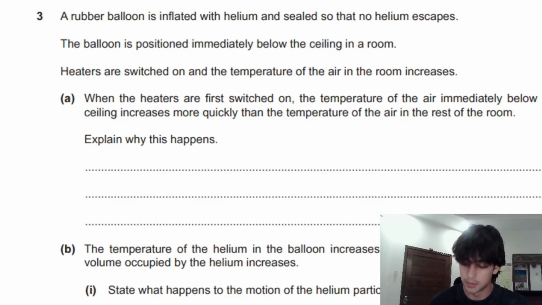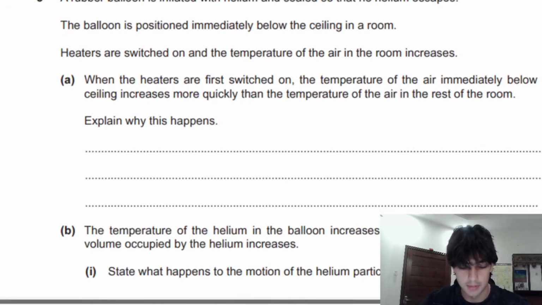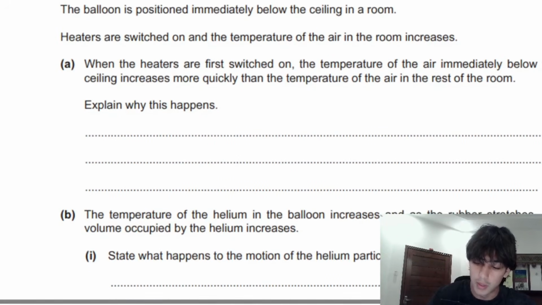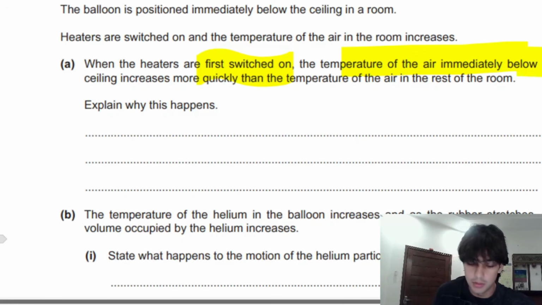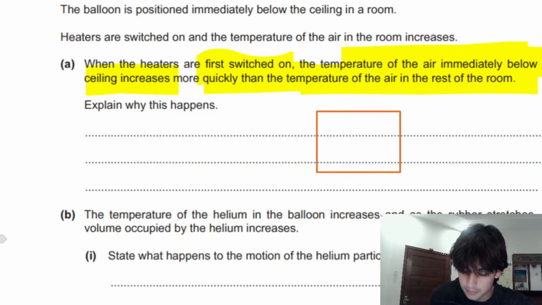Next up, we have a rubber balloon that is inflated with helium and sealed so that no helium escapes. Here we have a balloon. When the heaters are first switched on, the temperature of the air immediately below the ceiling increases more quickly than the temperature in the rest of the room. Now, this is known as convection current. We have the room over here, right? There's going to be a heater over here, for example. It's going to be giving off warm air.